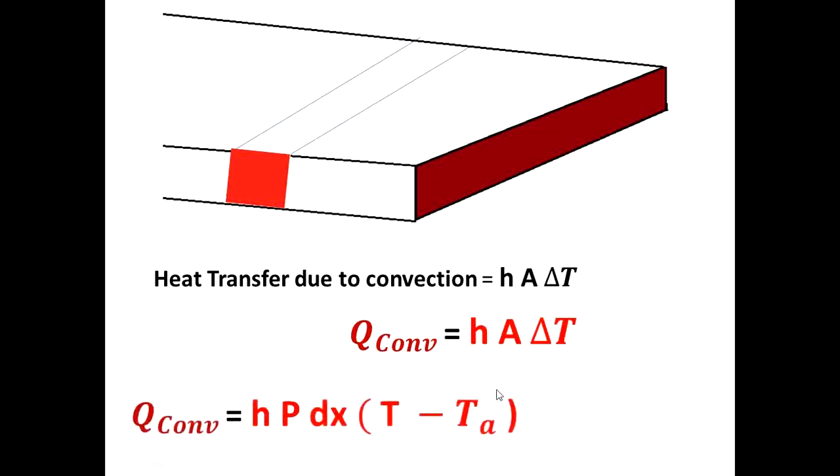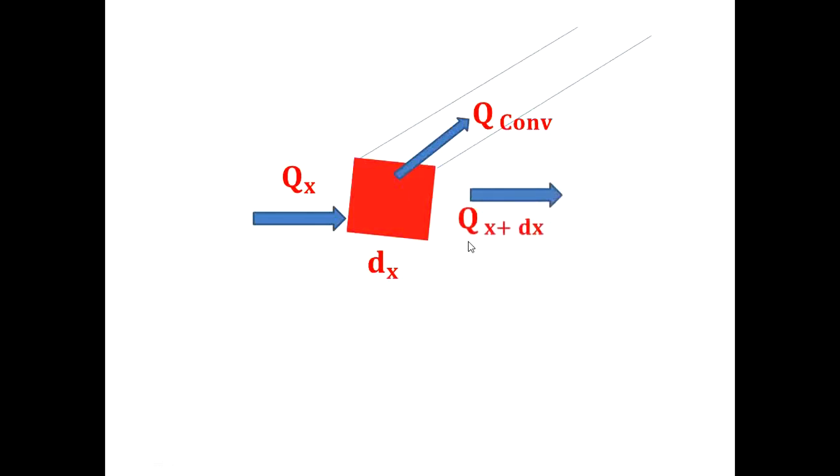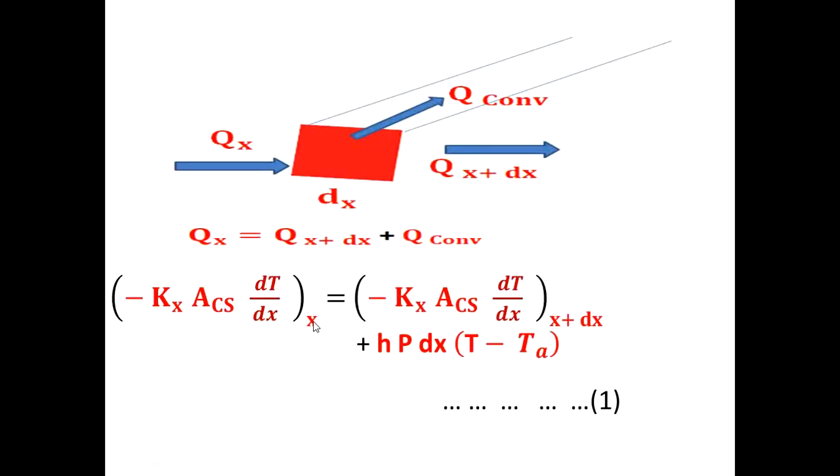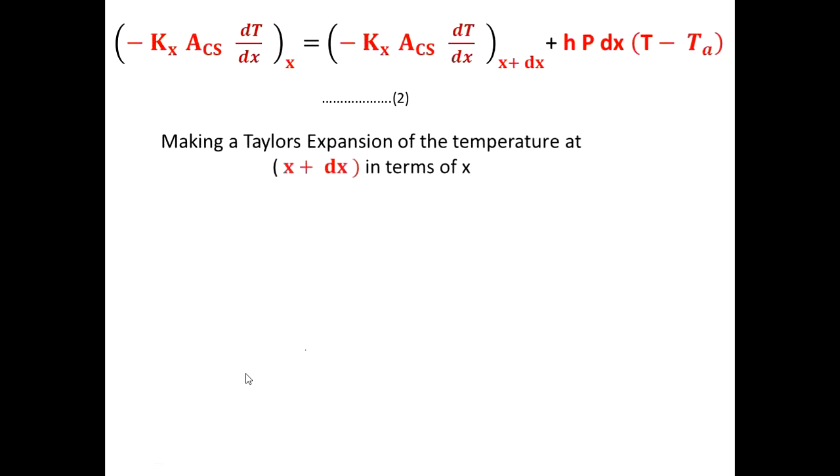Therefore, hA delta T: I will take area as perimeter into the length, dx, the amount of heat energy transferred by convection. Qx is coming here, and Qx plus dx is going out of the cylinder. Therefore, Qx is equal to Qx plus dx plus Q convection. Note down this equation properly. This is the equation; you can call this equation number 1.